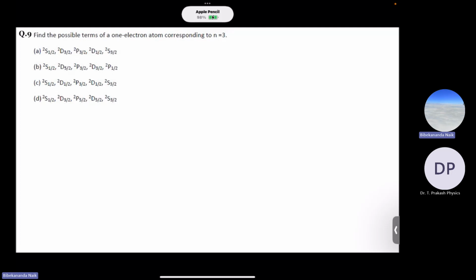So here you see the question says it is a one electron atom. So there is a single electron, but it corresponds to n equals 3. So one electron atom and n equals 3. So you have to consider all the possible states in which the electron can be, and then we will find its corresponding spectroscopic notations.